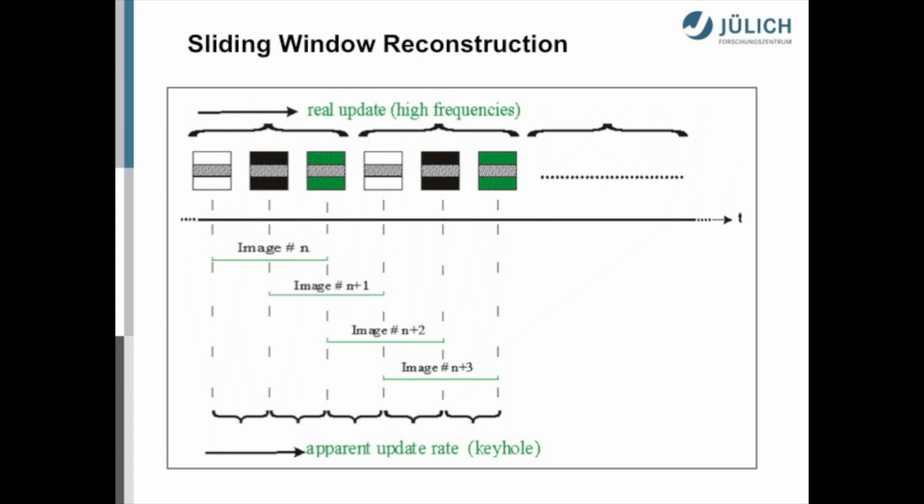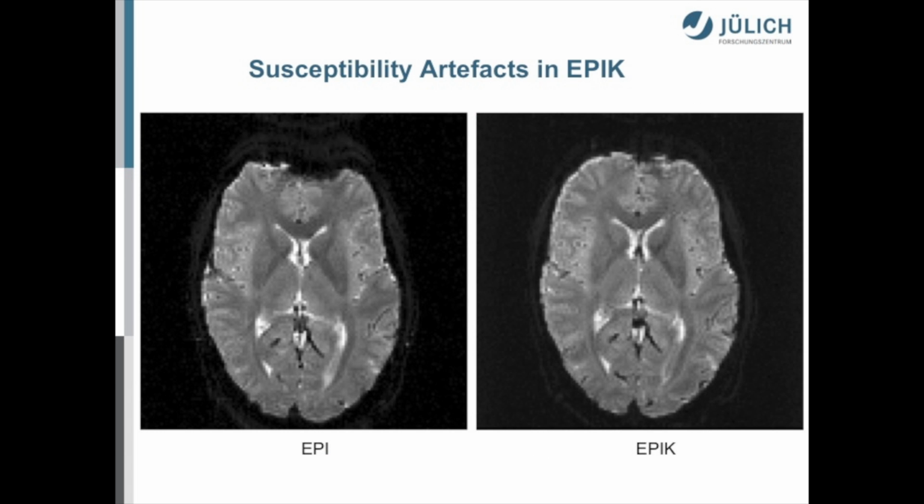What we do is, in the 4th shot, I've color-coded these white, black, green. The 4th shot, we throw away the first one and reconstruct only images from these 3. And we keep sliding along. So effectively, we have an apparent update rate which is much higher than the real update rate of the high frequencies. So you're going through K-space quicker, which is very advantageous, and you're acquiring more images in the same period of time that you would normally do. Going through K-space quicker brings you this benefit.